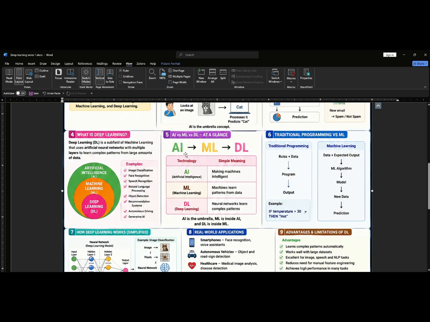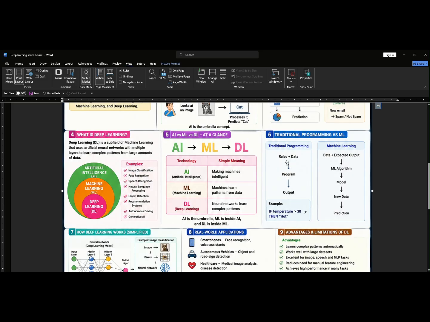At a glance, AI is a technology that makes machines intelligent. ML means machine learning, where the machine learns patterns from the data. Deep learning is a neural network that learns complex patterns. Let us compare these with traditional programming.